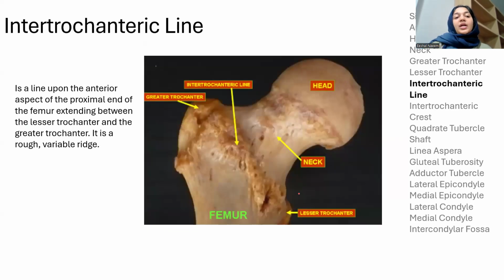Now, the intertrochanteric line. The intertrochanteric line is on the anterior side of the bone. This is the greater trochanter, this is the lesser trochanter, and this is the crest. Then on the anterior side is the intertrochanteric line.